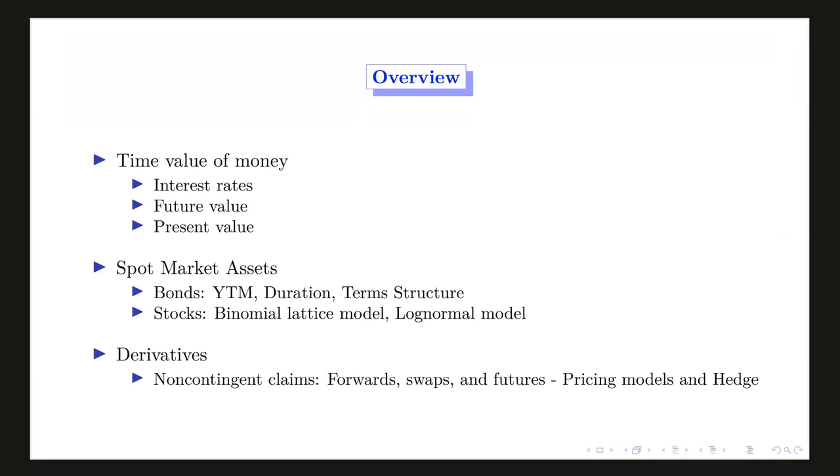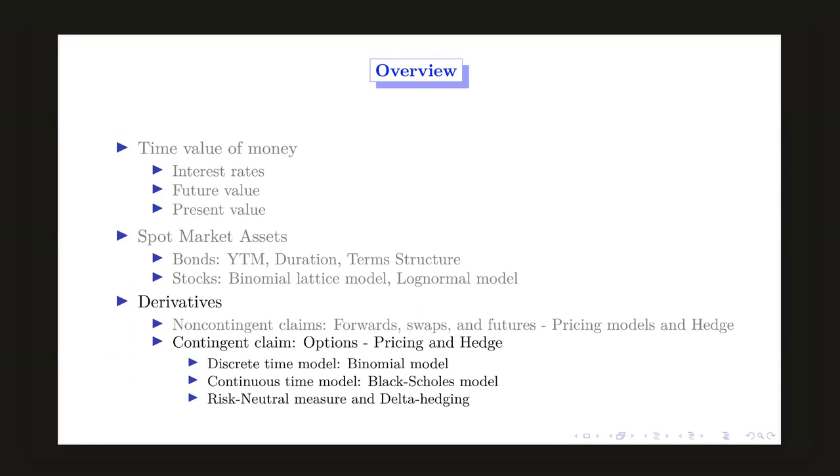Quiz 1 covered the time value of money, quiz 2 covered spot market assets, and quiz 3 covered non-contingent claims. In our study, we are now left with only contingent claims, which we will be covering in the whole of the second part of our course. So a contingent claim is basically a derivative contract in which the holder has only the right but not the obligation to execute the contract. The only example of a contingent claim is options.